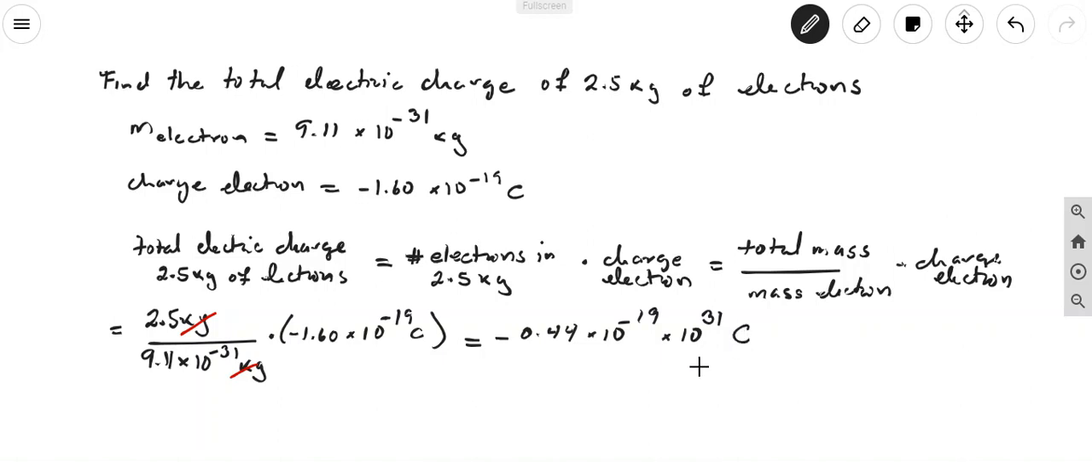10 to the negative 19 times 10 to the 31 is 10 to the 31 minus 19, so it will be 10 to the 12. So we have negative 0.44 times 10 to the 12.